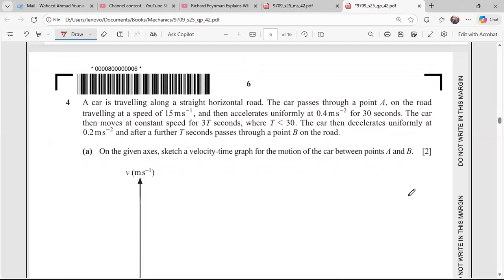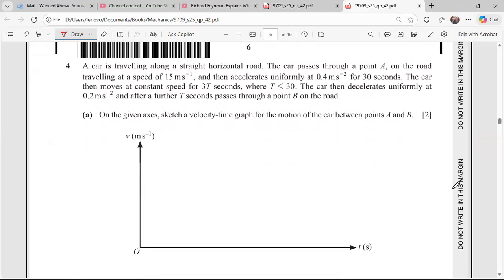Okay, now this one. Question number 2. A car is traveling along a straight horizontal road. The car passes through a point A on the road, and then, okay, so at time 0, the car already has a speed of 15 meters per second, and then accelerates uniformly at this for 30 seconds. So for 30 seconds, it keeps accelerating.